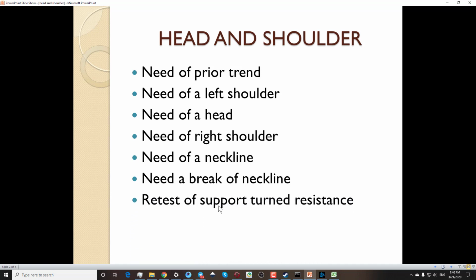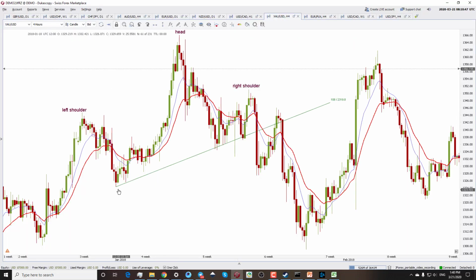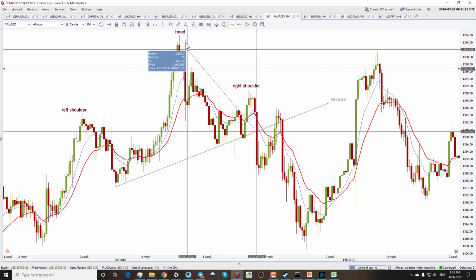And then we need a retest of support turned into resistance. Earlier this line was acting as a support. You see here how many times this has supported the price, even here. Now this has broken, and now it is acting as a resistance for the price here. So this is the place where we have to enter the market with a small stop loss higher than this place, and take profit will be equal to the height of the pattern from this break.